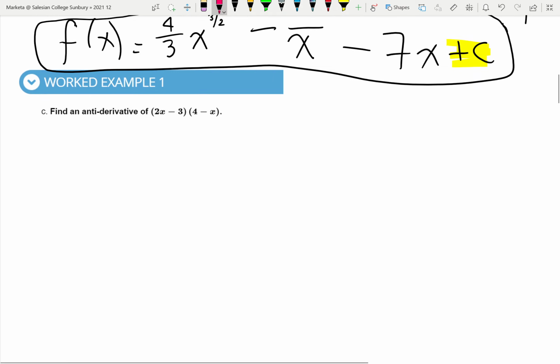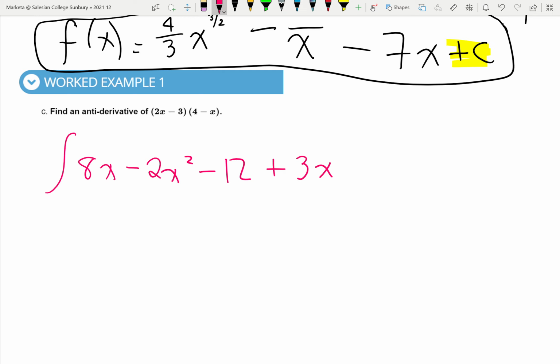The next one, so find an antiderivative of this. So this is the one where we won't need a plus c. So I'm going to expand this. 2x times 4 is 8x. 2x times neg x is negative 2x squared. Neg 3 times 4, neg 12. Neg 3 times neg x plus 3x. Let's collect like terms. So we've got neg 2x squared, 8 plus 3 is 11.